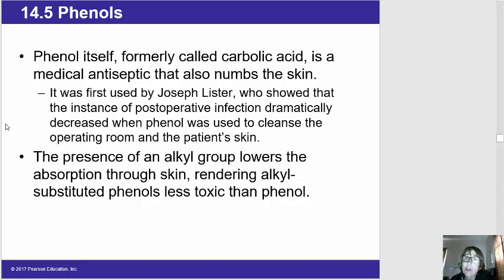So phenol has some interesting history. It was formerly called carbolic acid, and it was found to be a very effective antiseptic. When it was used to clean wounds in the operating room after operation, it dramatically reduced the number of post-operative infections. And if phenol is substituted with alkyl groups, then it's less toxic because it's less likely to be absorbed by the skin.